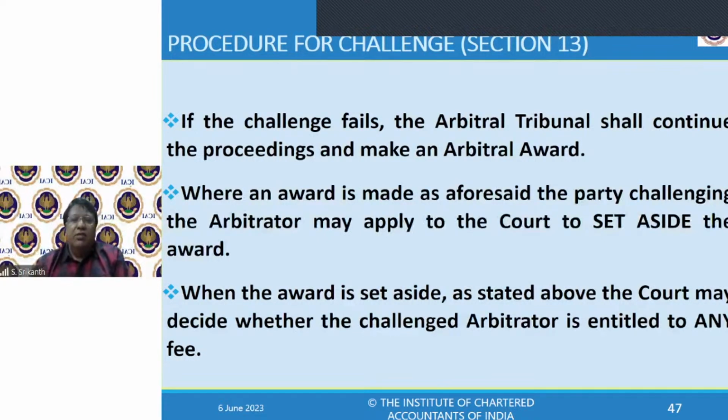Where an award is made as aforesaid, the party challenging the arbitrator may apply to the court to set aside the award. That is very, very important. Even if you fight and you insist that this arbitrator should be there, quietly that fellow will sit, then he'll go for set aside. So don't even go there. And when the award is set aside, the court may decide whether the challenged arbitrator is entitled to any fee. Because all along you knew you should quietly discharge yourself and get it. Instead of that, you sit and do it, then no fee.